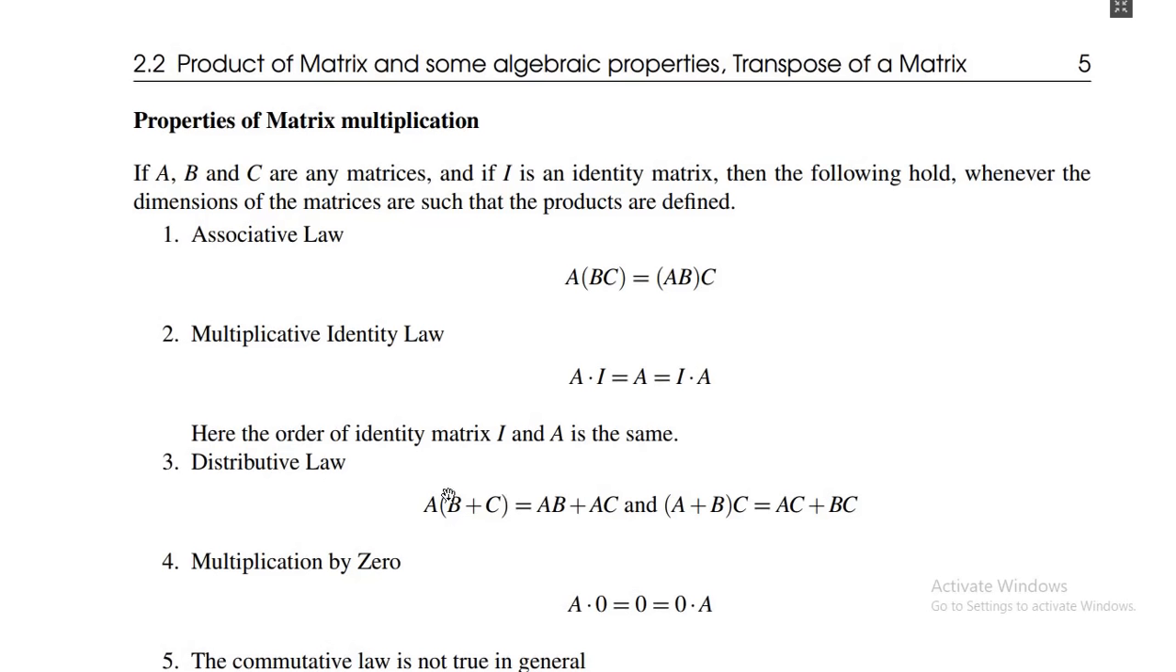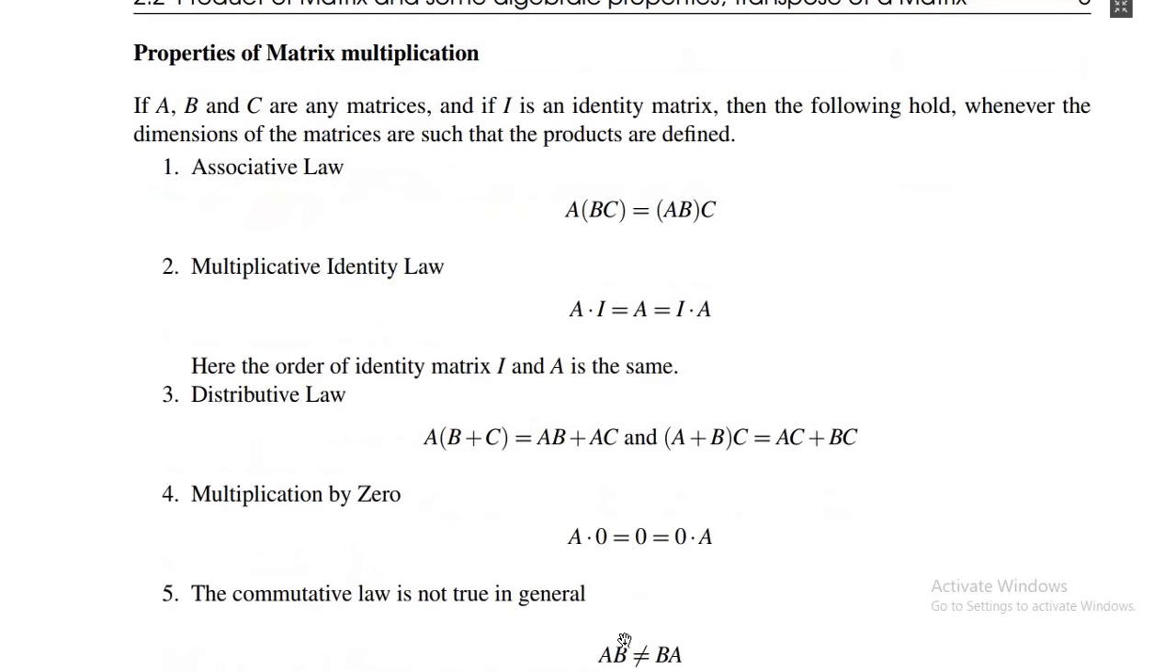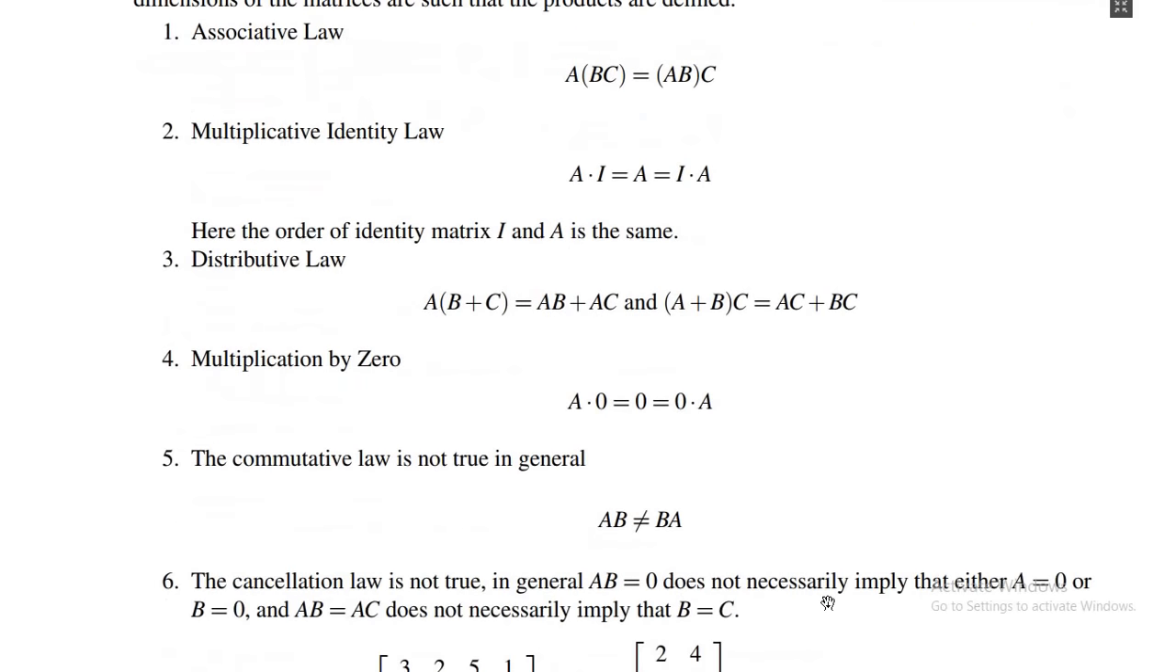The distributive law, that means A times (B plus C) is the same as A times B plus A times C, and (A plus B) times C is the same as A times C plus B times C. Multiplication by 0, that means A times 0 equals 0 times A. The commutative law is not true in general in multiplication of matrices, but addition of matrices is commutative. So the product of matrices is not commutative. That means A times B is not equal to B times A.